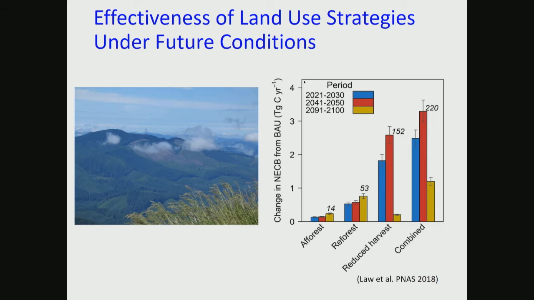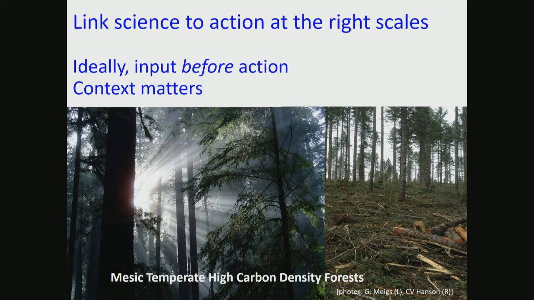So my last big plea is to link science to action at the right scales. Regional is good for national decision making as well as, say, state level decision making. A lot of times they come to you or there are actions that are being taken before there's information, such as happened here. And that context matters.